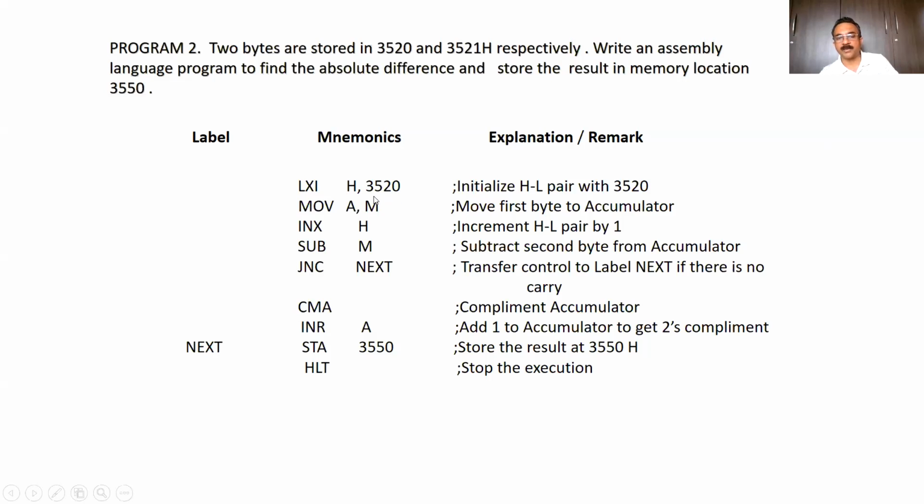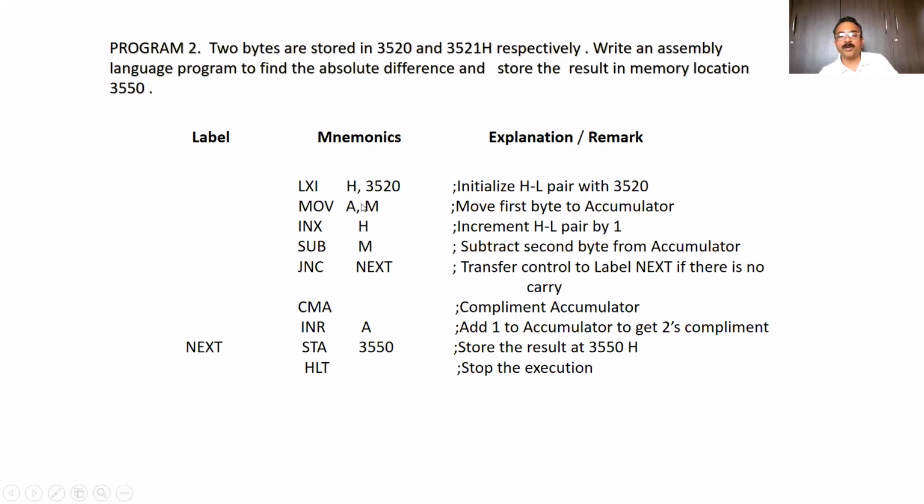H, 3520H. Why 3520? Because this is the first memory location where the first byte is stored. Now we know that without getting that byte in the accumulator, we cannot do any operation. So bring that byte to the accumulator by using the instruction MOV A, M. Move the contents of memory. Which memory? Whose address is given in the HL pair. Now what address is given in the HL pair? 3520. So the first byte in 3520 is moved to the accumulator. Now from this, we'll have to subtract the second byte. So to go to the next byte, we use the instruction INX H. And then SUB M. Why M again? Because your second byte is in the memory.